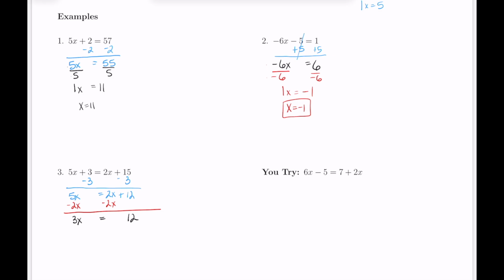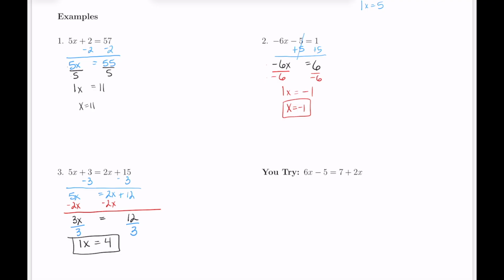That's totally fine. After that, I'll choose to divide both sides by 3. And then I get 3x divided by 3 is 1x. That's what we wanted. And 12 divided by 3 is 4. So I get 1x equals 4. Or you could just say x equals 4. That's fine as well.